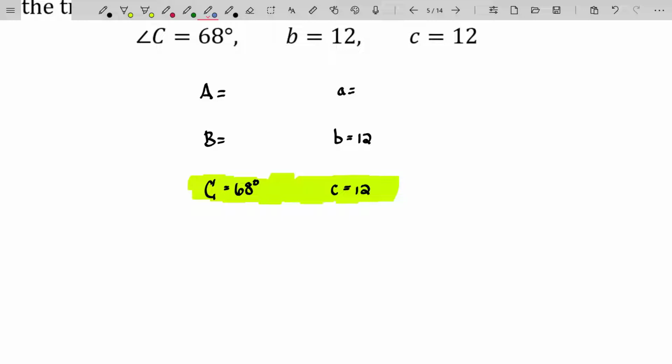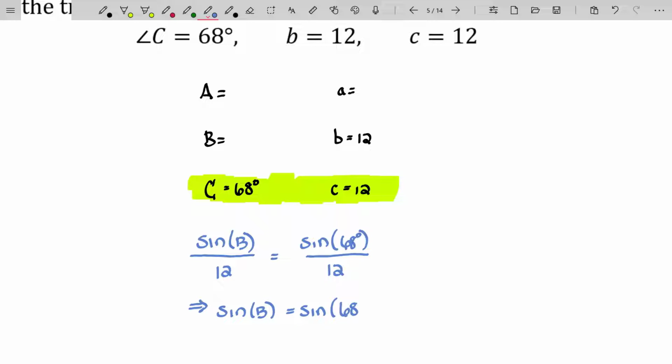So I'll say the sine of angle B is to its side, 12, as the sine of angle C, which is 68 degrees, is to its side, 12. Now, I know because those two side lengths are the same, it's going to be 68 degrees. I totally get it, okay? But I'm just showing you how you would solve this if those weren't the same. All right, so solving for angle B, you would multiply both sides by 12, and you get the sine of B is equal to the sine of 68 degrees. And you look at that and you say, well, therefore B is 68 degrees.